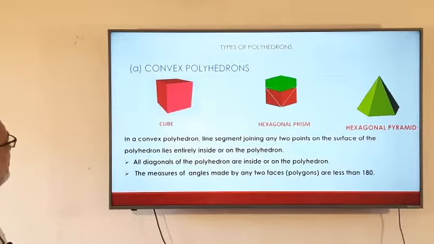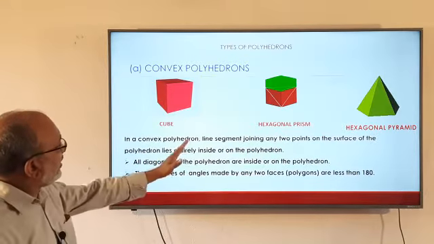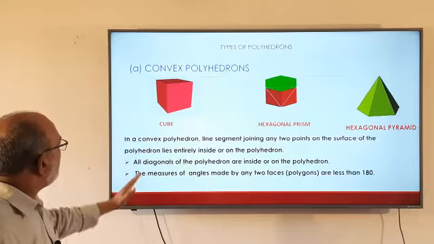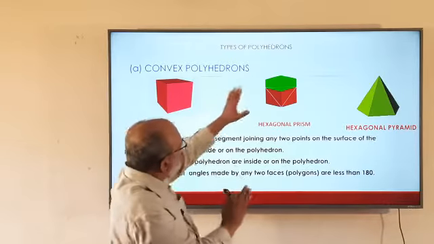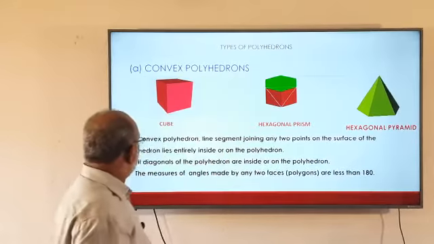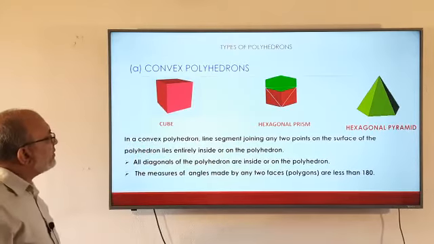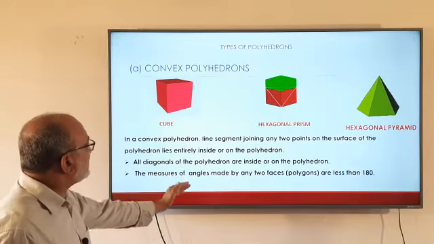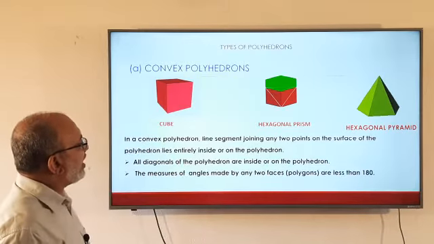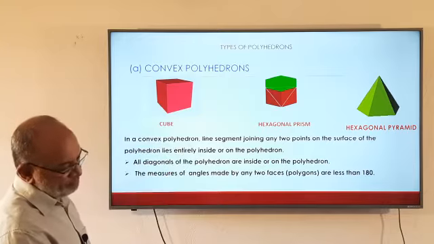In a convex polyhedron, a line segment joining any two points on the surface of the polyhedron lies entirely inside or on the polyhedron, as you see here. All diagonals of the polyhedron are inside or on the polyhedron. The measures of angles made by any two face polygons are less than 180.